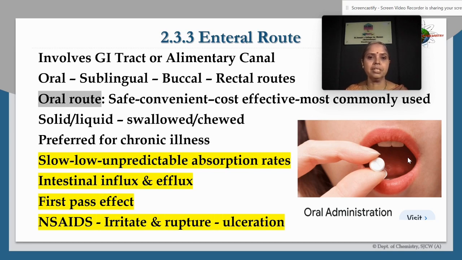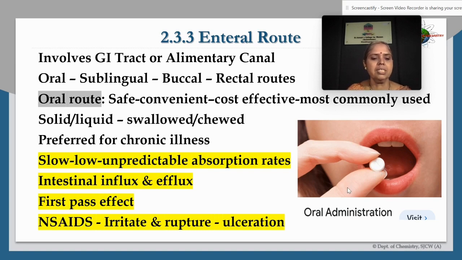This particular route is preferred for chronic illness. Supposing you are expected to take a medicine for a long period, let us say a course of 10 days or 5 days or 1 week, at the rate of 3 pills per day or 2 pills per day, the oral route is the most preferred because you can do it on your own. Simply purchase the medicine, whatever the doctor advises, keep it in your house, and exactly after every 8 hours or every 6 hours, you can take the medicine without the help of any health assistant. Okay, but there are certain disadvantages associated with this route.